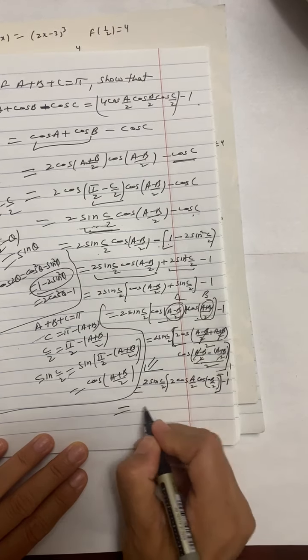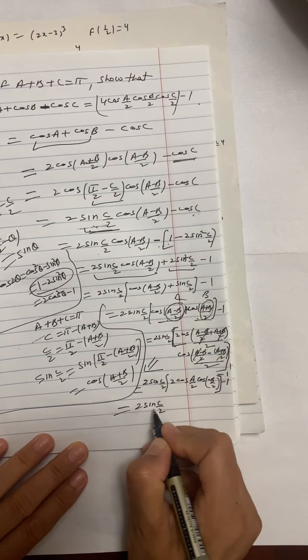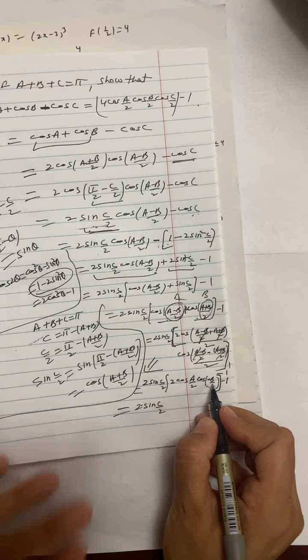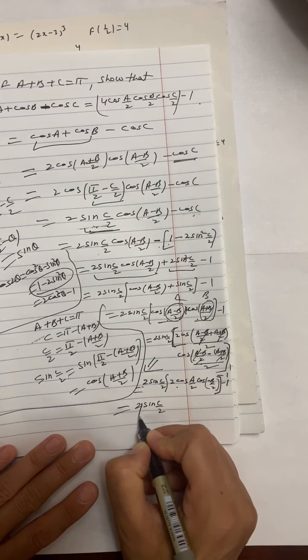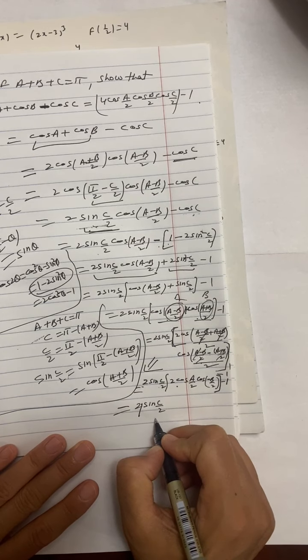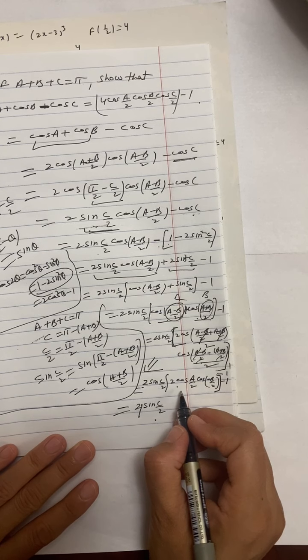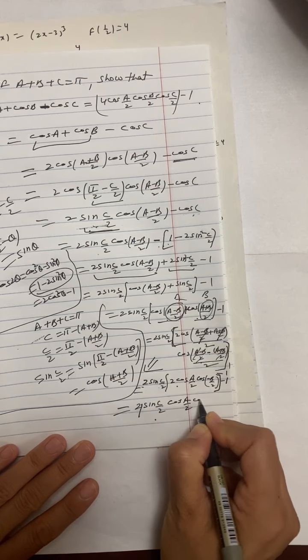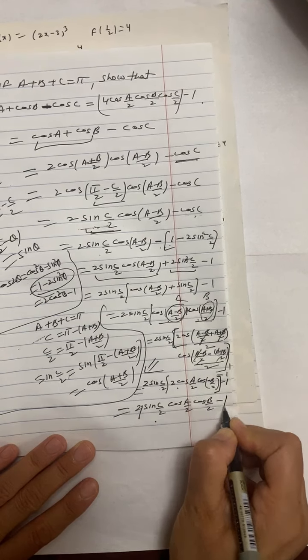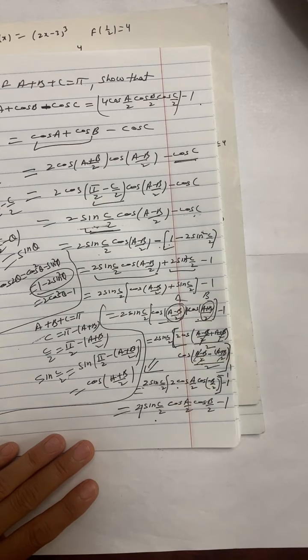Now this gives me 2 sine c over 2, and cos of negative theta is cos theta, fourth quadrant. So 2 times 2 is 4. This is sine c over 2. And this one is cos a over 2 and then cos b over 2, and then you have minus 1. Okay, now let me check the statement one more time.